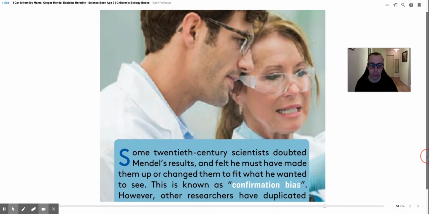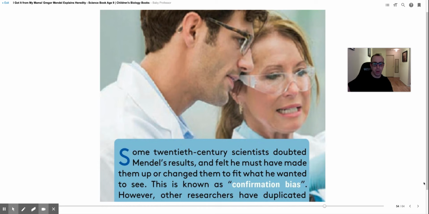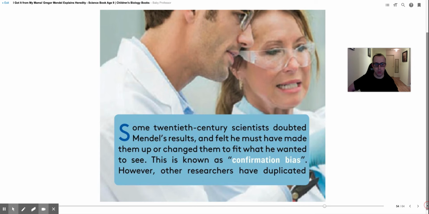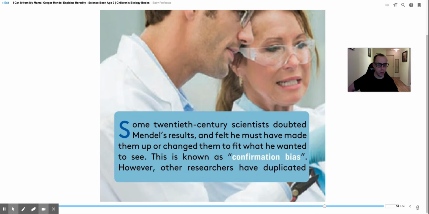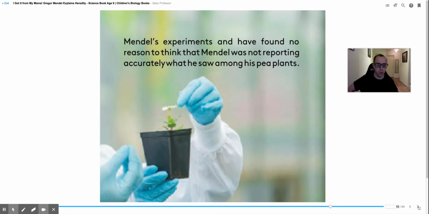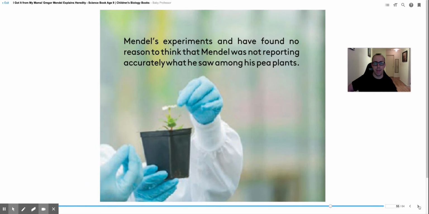Some 20th century scientists doubted Mendel's results and felt he must have made them up or changed them to fit what he wanted to see. This is known as confirmation bias. The 20th century is the 1900s. However, other researchers have duplicated Mendel's experiments and have found no reason to think that Mendel was not reporting accurately what he saw among his pea plants.